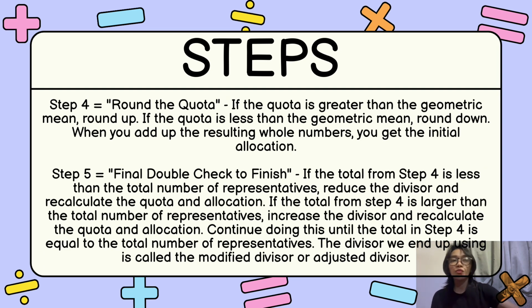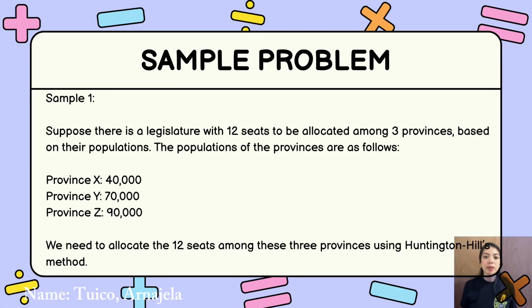Thank you. Problem, sample 1. Suppose there is a legislature with 12 seats to be allocated among 3 provinces based on their populations. The populations of the provinces are: Province X is 40,000, Province Y is 70,000, Province Z is 90,000. We need to allocate the 12 seats among these 3 provinces using the Huntington-Hill method.